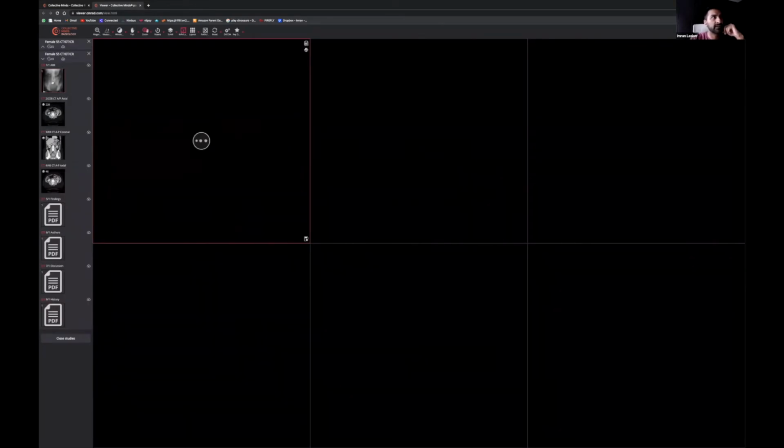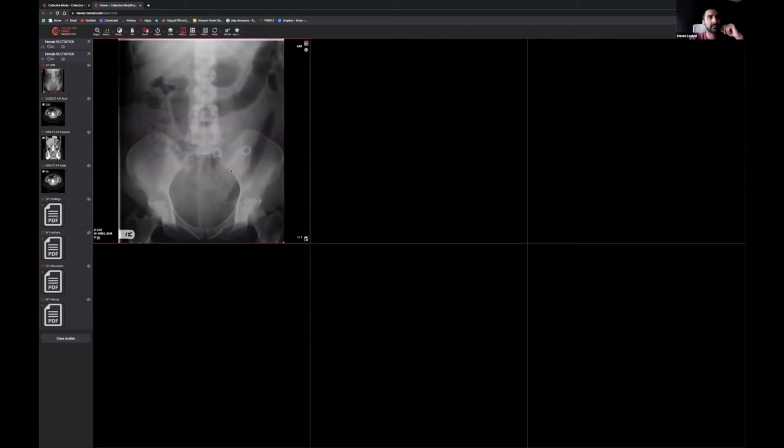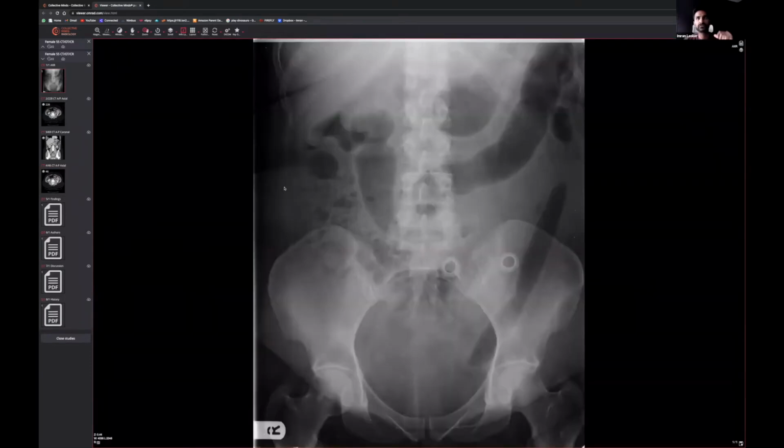We're going to be looking at this case over here. While it loads up, I am going to download that one and make this full screen. We have got another abdo-pelvis, youngish patient. Feel free to throw in what you think could be going on.